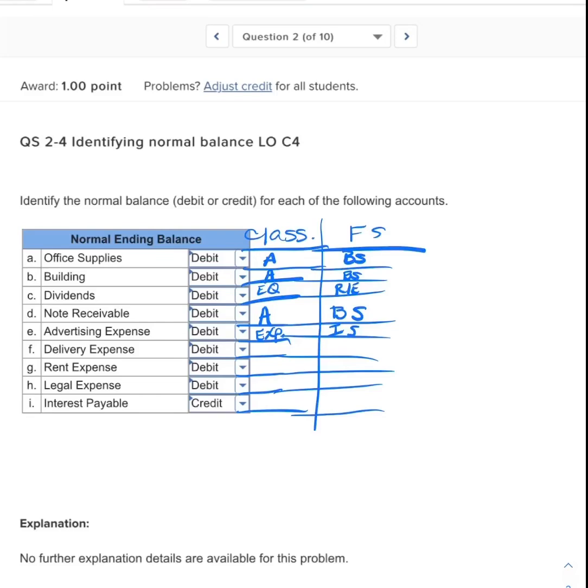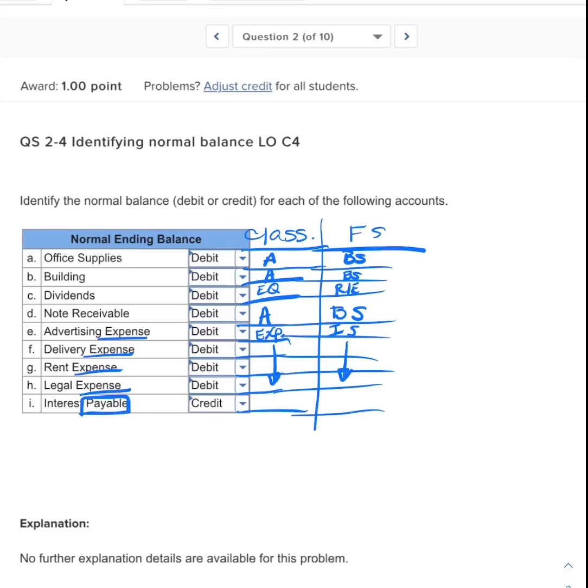Now you see delivery expense, rent expense, and legal expense. So I'm just going to draw an arrow straight down. All 4 of those accounts, including the advertising expense, are expenses with debit normal balances that go on the income statement. And the last one here is interest payable.